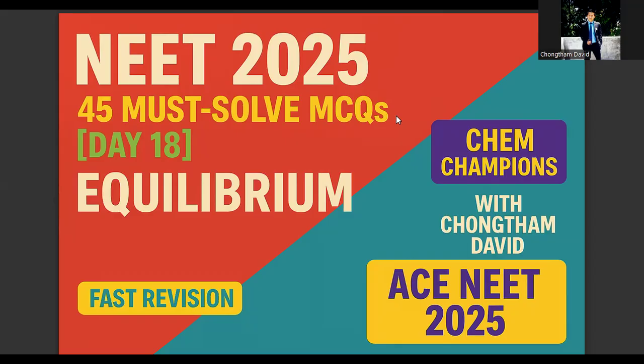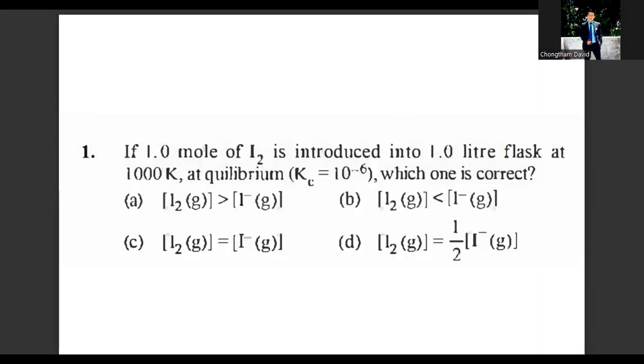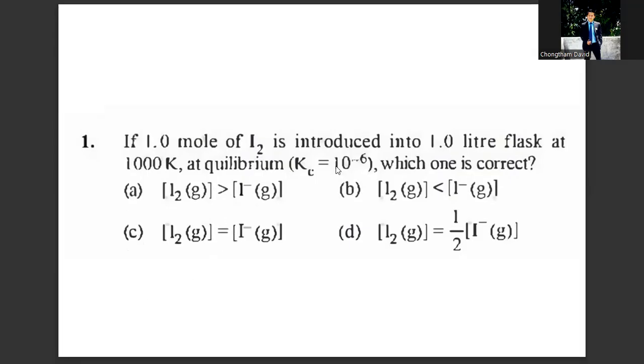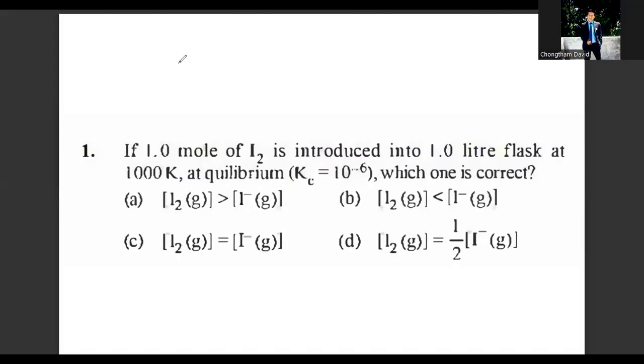Let us begin. The first question: if 1 mole of iodine is introduced into a 1 liter flask at 1000 Kelvin, at equilibrium, the equilibrium constant is given as 10 to the power minus 6. Which one is correct? You are given different options. Let us calculate from the given conditions.